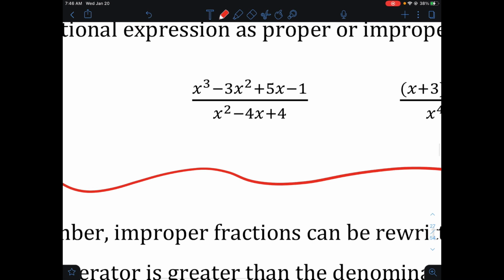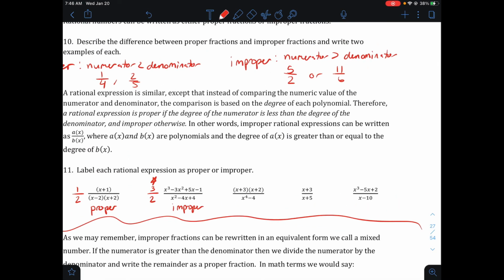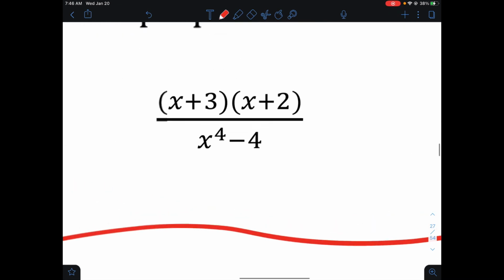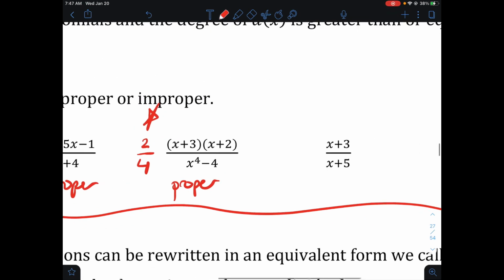So here, let's look at this next one. What is the degree on the top here? So the degree on the top is 3, and the degree on the bottom is 2. So that is going to be improper. Why is it improper? Because the degree on the top is bigger than the degree on the bottom. All right. What's the degree on top here? You've got second degree, and on the bottom, we've got a fourth degree. So this one is proper.